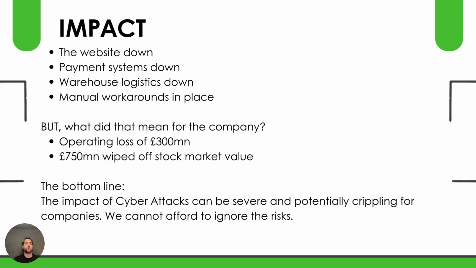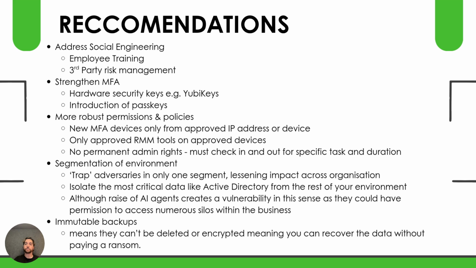So things like the website went down, payment systems went down, logistics systems went down. There were stories of them using pen and paper to track stock and shipments. But what did it mean for the company from a monetary standpoint? Well, huge impact, right? A £300 million operating loss for the year and a £750 million wipe off their stock market value. So the bottom line is that these attacks can be absolutely severe and potentially crippling for companies, so we can't afford to ignore the risks of them.